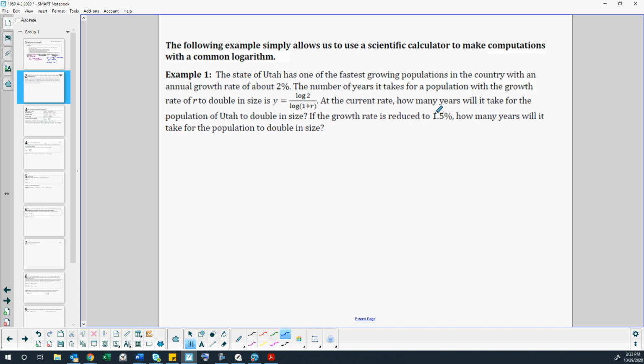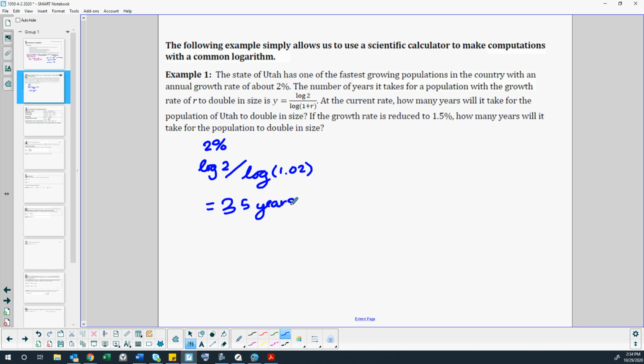If the growth rate is smaller than that, like 1.5% instead, how many years will it take for the population to double in size? So let's just compare these two different results, and all we're going to do is use a calculator to calculate a common logarithm. So at 2%, we're just going to take log of 2, and then we're going to divide by the log of, remember we're using this formula, 1 plus 0.02, so 1.02. So that would be a 2% growth rate.